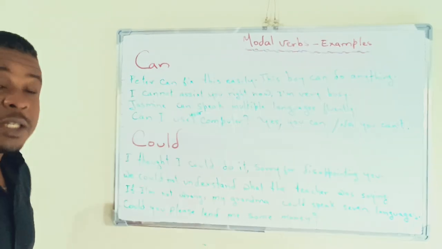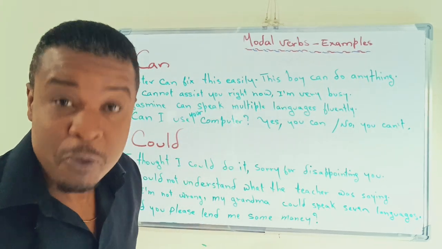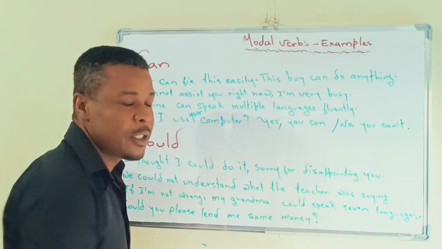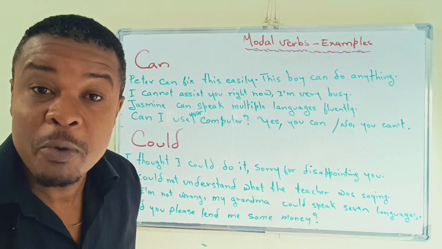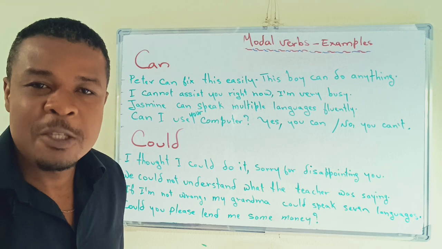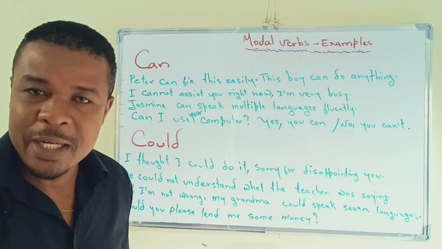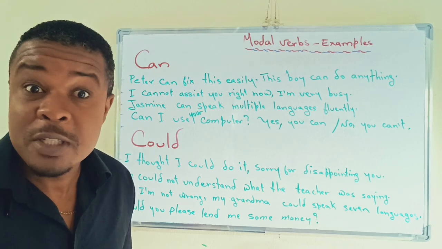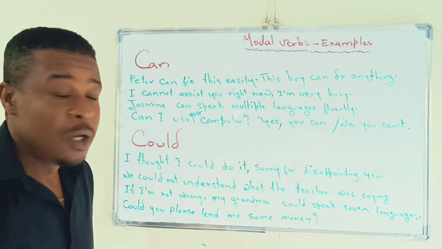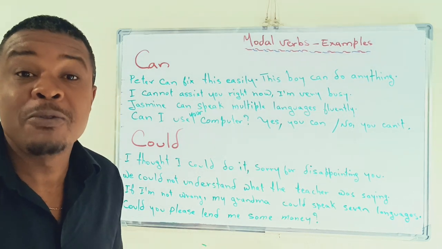All right, so let's continue with the next example. Jasmine can speak multiple languages fluently. Está rápido. Jasmine can speak multiple languages fluently. Okay? O sea, esa niña tiene una capacidad, o sea, puede hablar varios idiomas con mucha fluidez, ¿no?